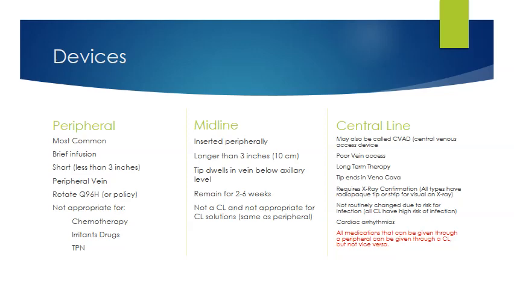If you have a patient who has poor vein access or they need long-term therapy, then that's when we need to be considering central lines. All right, so let's look at our peripheral just as a review here. Peripherals are our most common type. We use them for brief infusions.